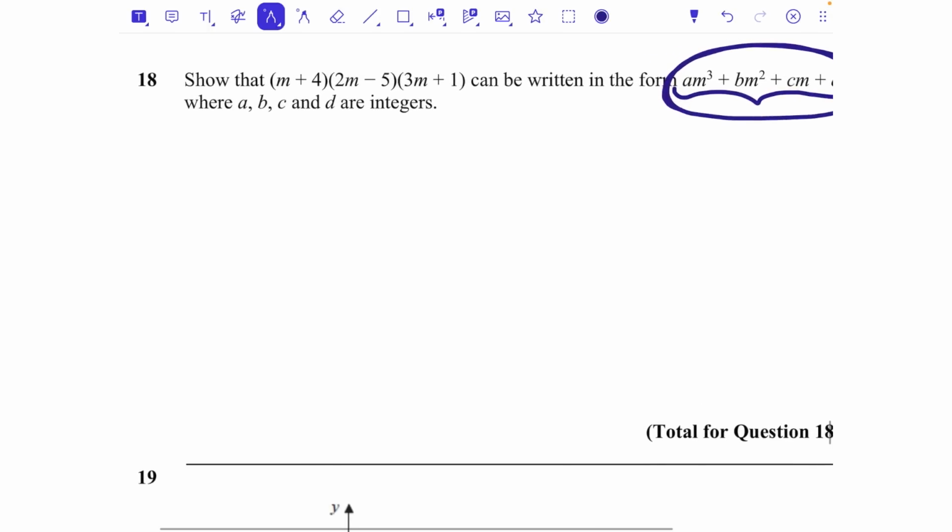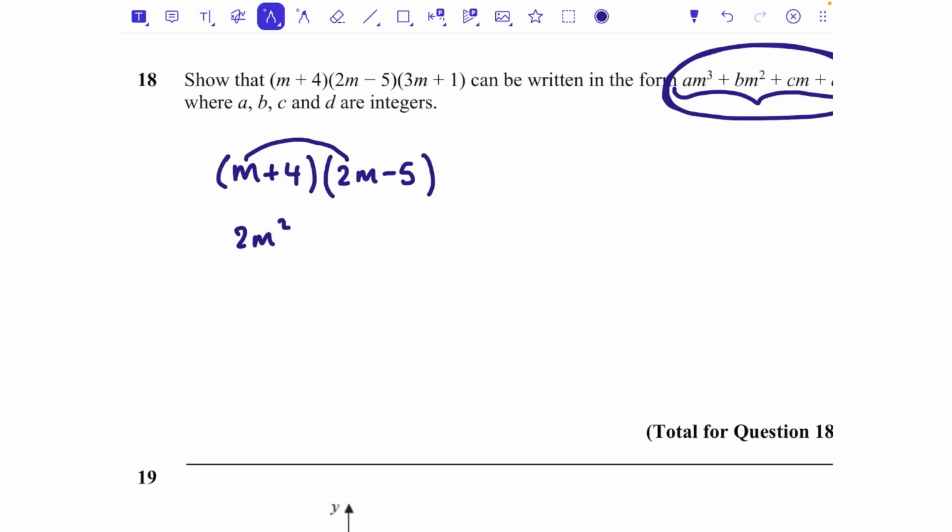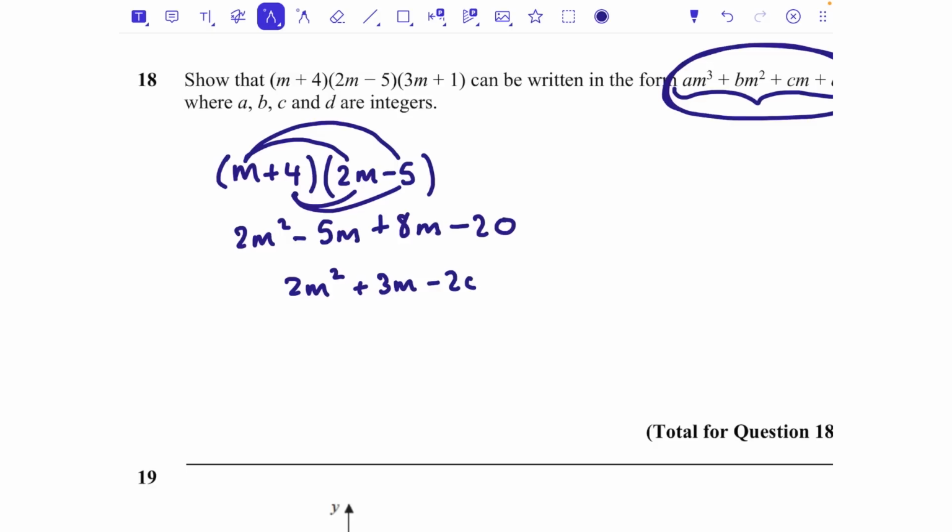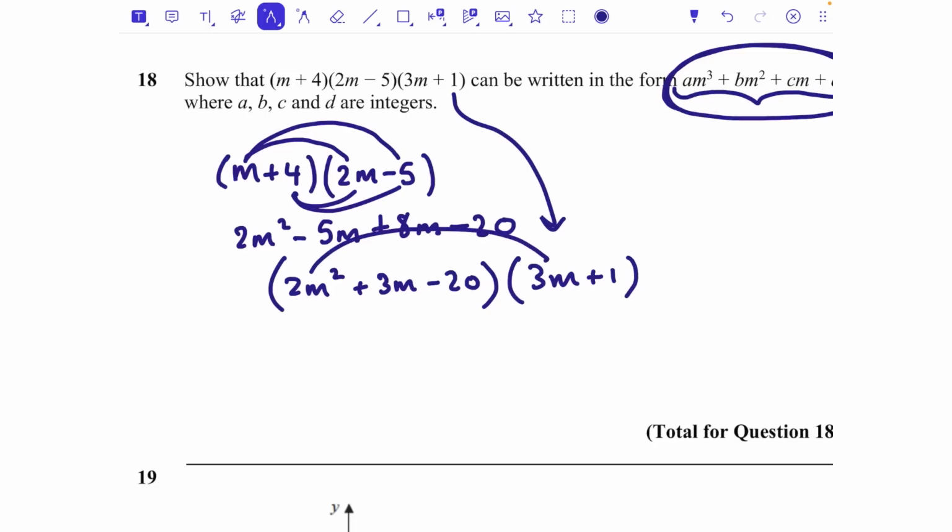So we're going to do this by multiplying the first 2 brackets together. So m add 4 multiplied by 2m minus 5, and that's 2m squared minus 5m add 8m minus 20, which is 2m squared add 3m minus 20, and then we're going to multiply that by the third bracket, bring that down, and we're going to do 2m squared times 3m and 2m squared times 1. So first thing we're dealing with is the first term here. So 2m squared times 3m, that's 6m cubed, and 2m squared times 1 is just 2m squared.